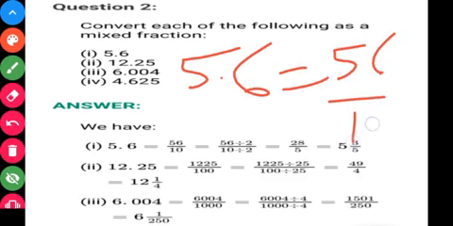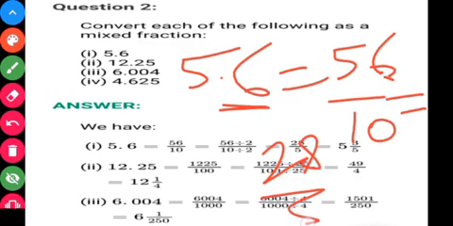Now next question, question number 2. Convert each of the following into a mixed fraction. So you know how to convert into fractions. 5.6 can be written as 56 upon 10. Why? Because one decimal place is given, and we remove the decimal point. So this is 56 upon 10. Now simplify this. So this can be written as 28 upon 5. Now convert into a mixed fraction.